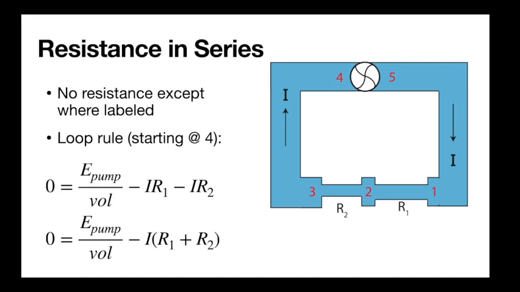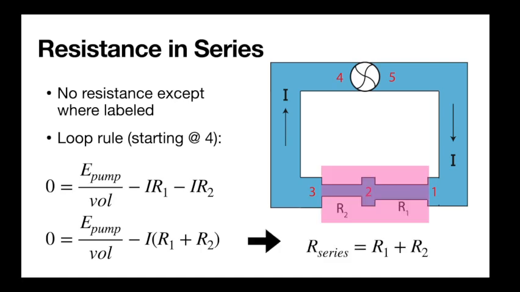So that's why I use the same I for each one of these resistors. And that lets me just factor it out, right? This minus IR1 minus IR2 is just equal to minus I times (R1 plus R2). So we just discovered how resistances work in series, or one after the other. You just add them together.